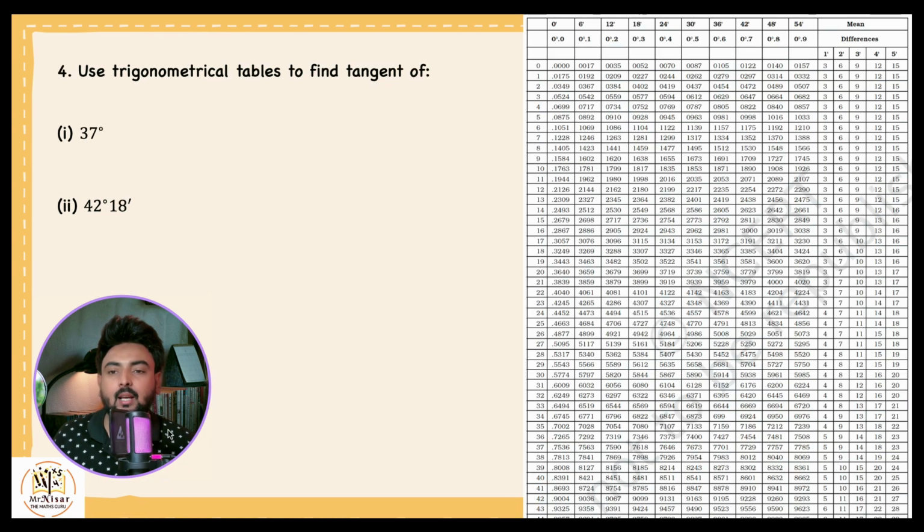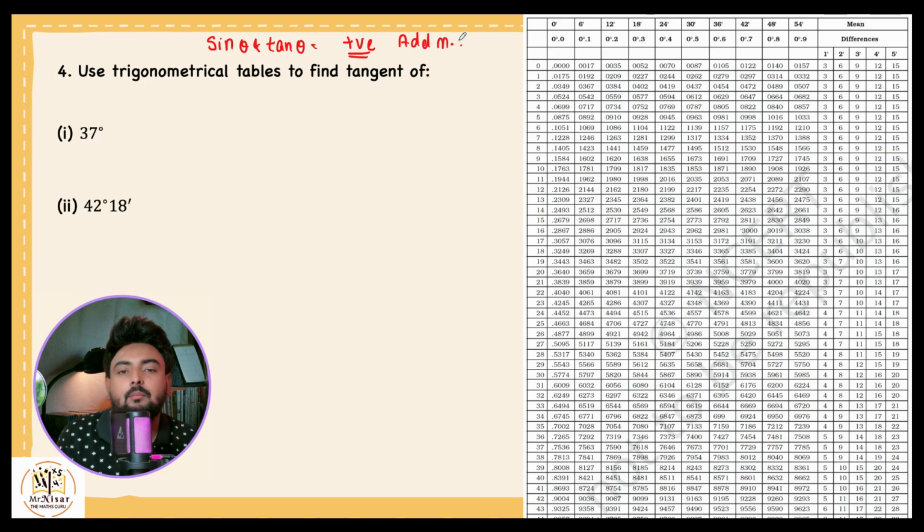Then we have tan. Okay, children, in the tan table, as I told you, in sine and tan we need to add. I'll write it here again: sine and tan. What we need to add? We need to add the value of the mean difference. Add mean difference, and only in cos you have to subtract. Now I need to find the value of tan 37 degrees. Now you tell me what is tan 37 degrees.